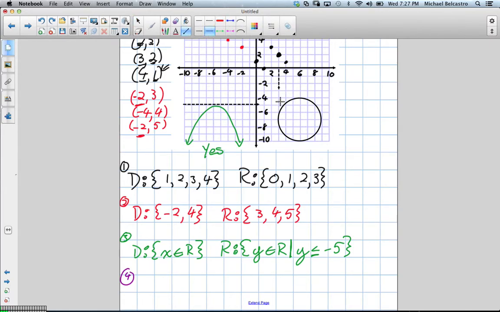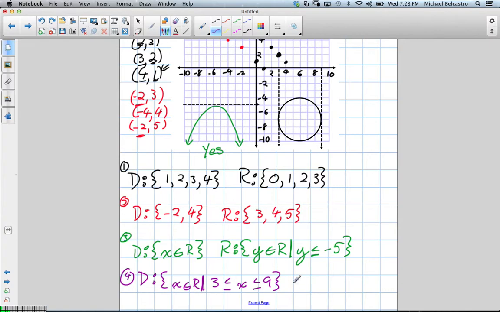Left and right, the farthest left it goes is the value of 3, and the farthest right it goes is the value of 9. So what that means is our domain here, because it is continuous, we always have to start with our x ∈ R if it's continuous. But the restrictions are the lowest value is 3, and x is equal to or greater than 3, but x is also less than or equal to the value of 9. So it's in between those two.